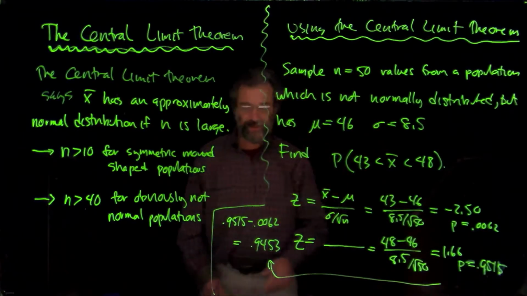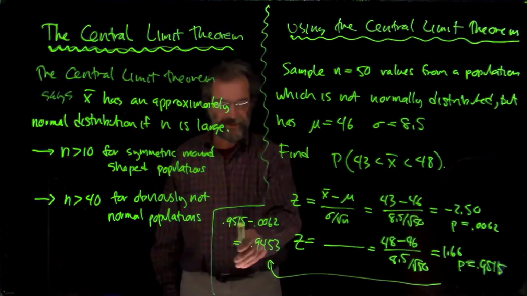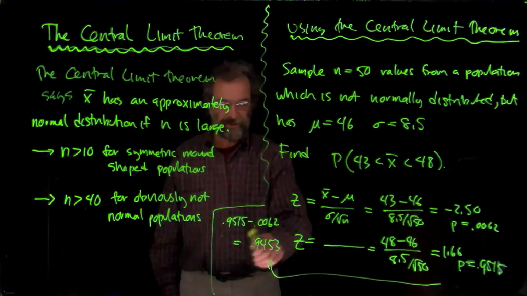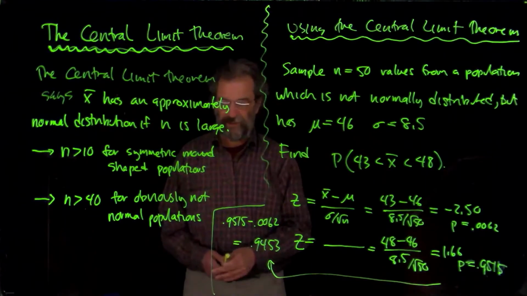And then to find the chance that you're between those two values, you take those two probabilities and you subtract the smaller one from the big one. So 0.9515 minus 0.0062, you get 0.9453.